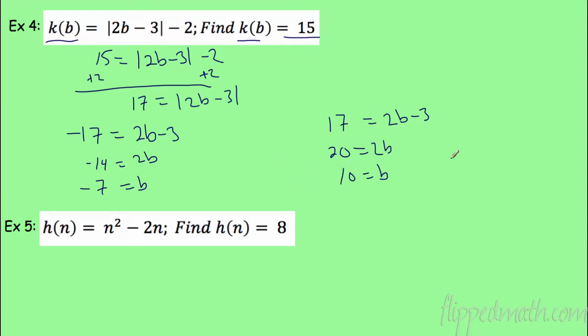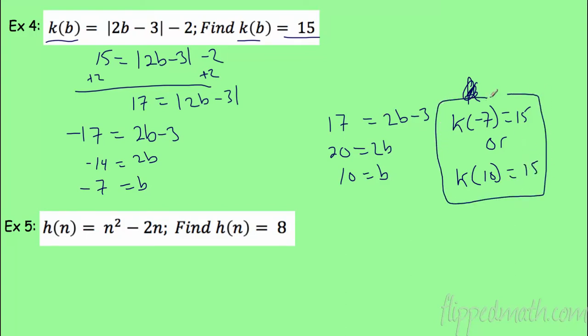Now again, we need to write this in function notation, so I'm going to write it up here. F of b, what's our b? Negative 7, oh excuse me, this is a k. K of negative 7 equals 15, or k of, what's our other b? 10 equals 15. Two answers for this one, so I put both function notations in there, all right?